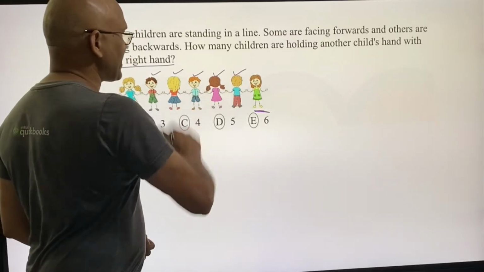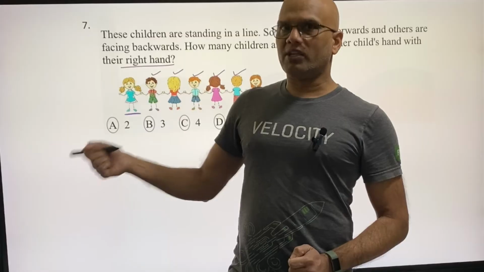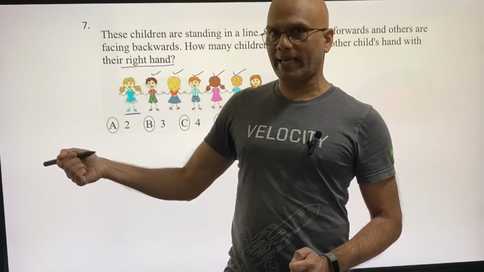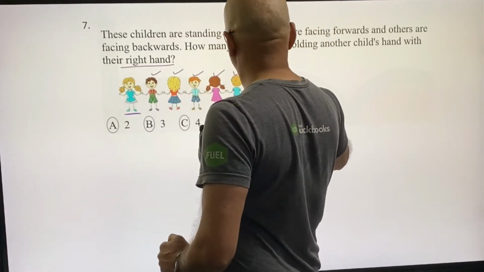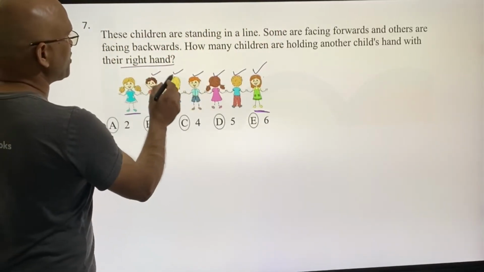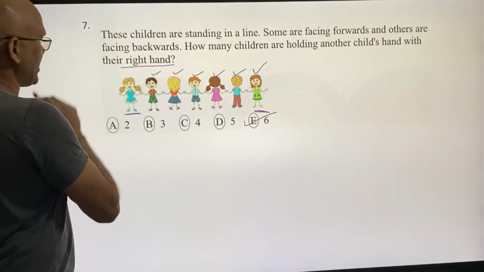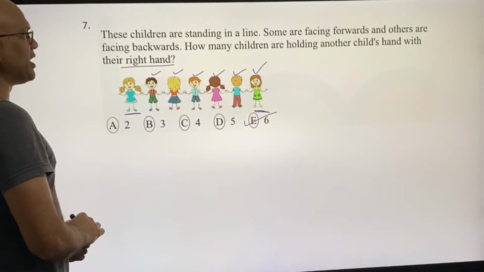Okay, so this kid on the other hand is standing here and holding on this hand, so it is using the right hand. So then she is also using her right hand. So 1, 2, 3, 4, 5, 6. E is the correct choice. She is the only one who is not using her right hand.